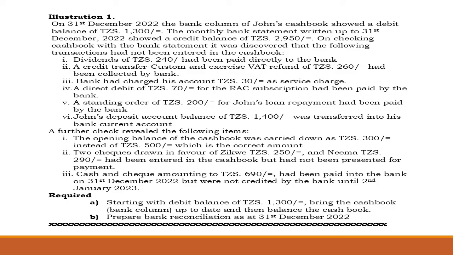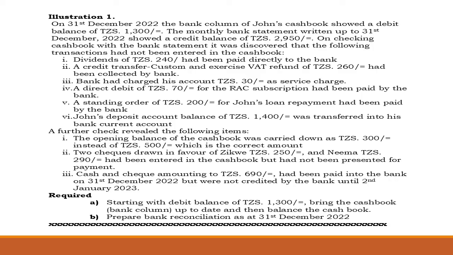The opening balance of the cash book was carried down as 300. So the cash book erroneously carried down 300 instead of 500, which is the correct amount. The correct amount we are supposed to have as the opening balance is 500, and it was carried down wrongly as 300. So this is also one item which makes the difference exist.